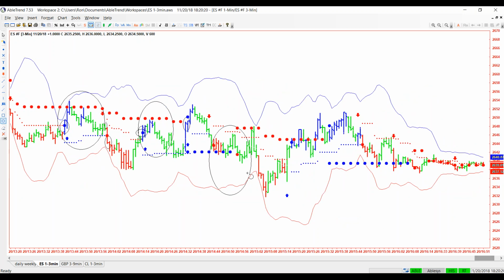No trade here. Prices are hitting the bottom band. That's a sweet spot. That's a valid Abletrend sweet spot. And we lost 3 points on that trade. That's really 2 points on that trade. It's a valid Abletrend trade.